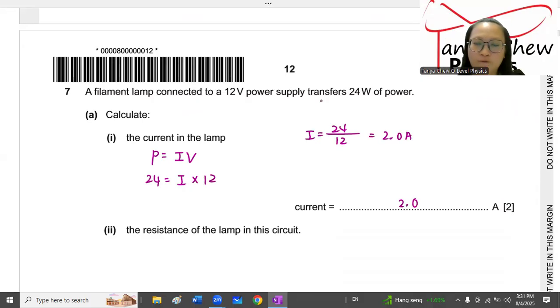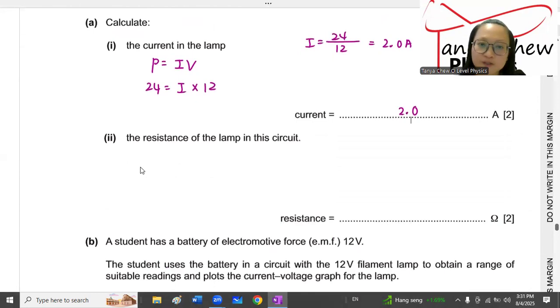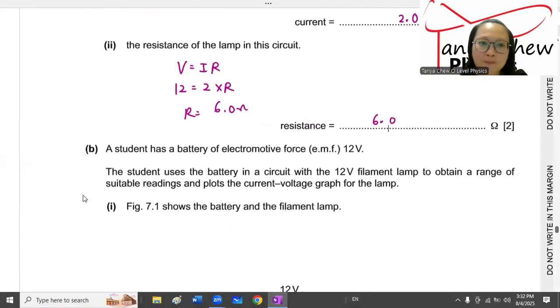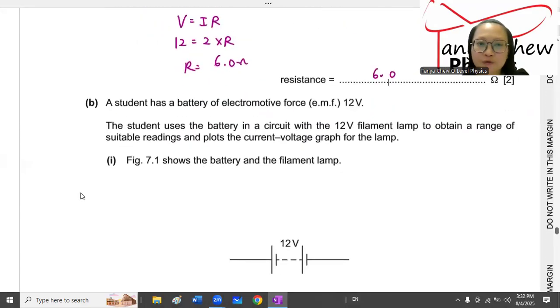Make sure that you put your final answer in two significant figures to three significant figures, right? Now, the second part, the resistance of the lamp in this circuit, you can use V equals IR if you want. V is 12, I is 2 times R, so R is equal to 6 ohm. So 6.0 ohm, two significant figures. Now B, a student has a battery of electromotive force, EMF, 12 volt.